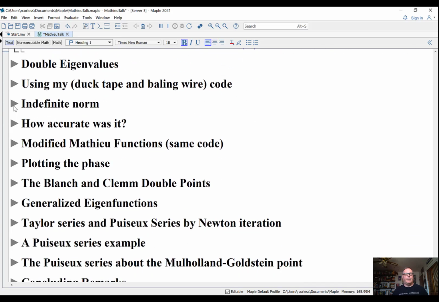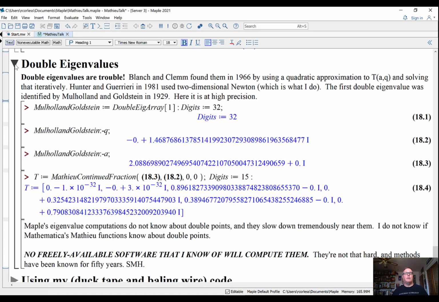But there is a problem. There are double eigenvalues. Those double eigenvalues are exactly the places where the norm goes to 0. We have eigenfunctions coalescing at that point.